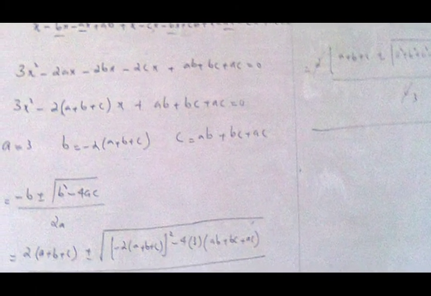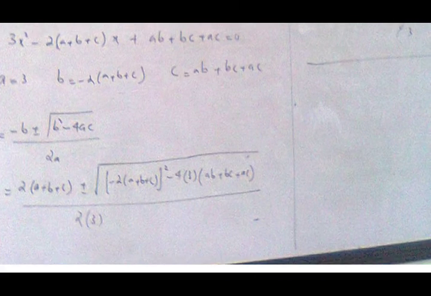Here we have the value of a plus b plus c whole square. Square of 3 values: a square plus b square plus c square plus 2ab plus 2bc plus 2ca. Square of these values and then take 4 common from the square root and write 2 outside the square root.